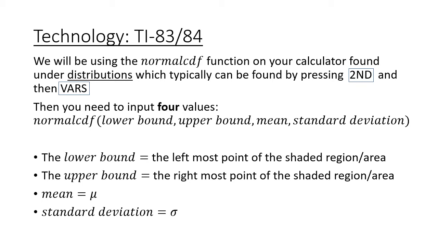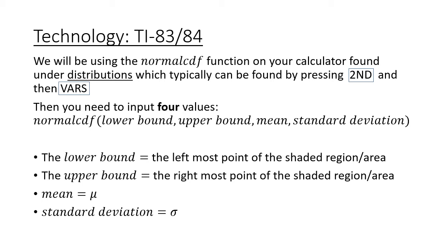So we're still looking at distributions, just like we were with Chapter 6. Chapter 6 was that binomial probability distribution. Now we're looking at the normal distribution. So we're going to find our calculator function under the same exact spot under distributions. And again, typically you find it by pressing second and then the vars button, and then just scroll through till you find the normal CDF.